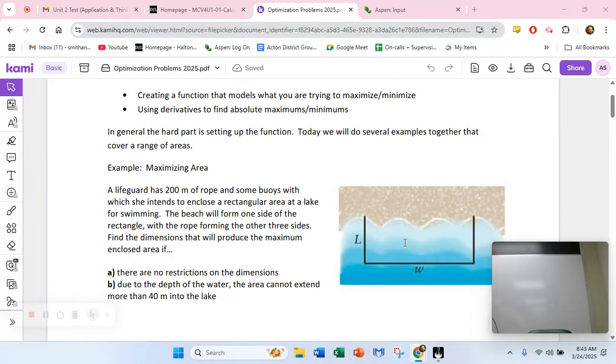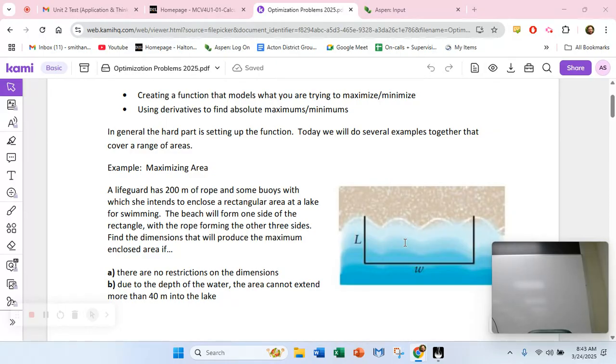But of course, they don't need to just lay some rope down on the beach. That'd be kind of silly. They only need the lines and the buoys out in the water. So the idea is, if this lifeguard has 200 meters of rope, there's many different swimming areas they can make. What is the ideal swimming area? The biggest possible area they can make using that 200 meters of rope.